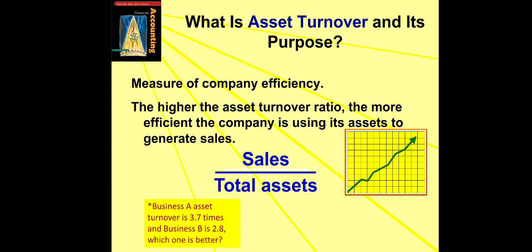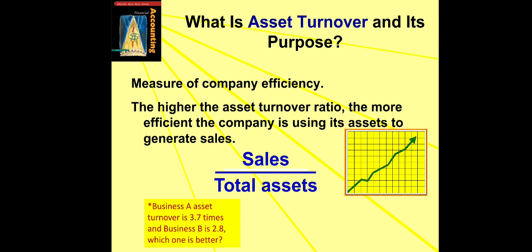Okay, another ratio that you have to know is called asset turnover ratio. Asset turnover ratio is a measure of company efficiency. The higher the ratio, the more efficient the business. See here, the higher the asset turnover ratio, the more efficient the business in using its asset to generate sales. The formula to calculate the asset turnover ratio is sales over total asset.